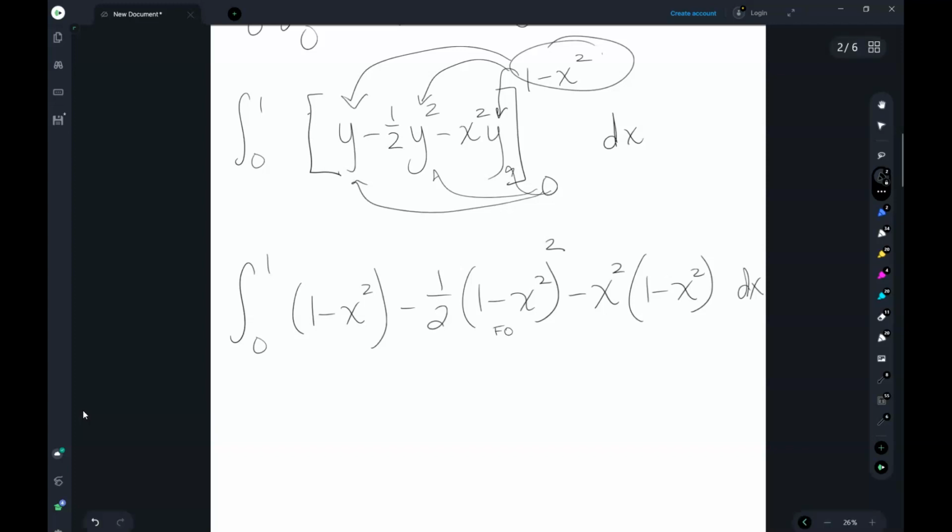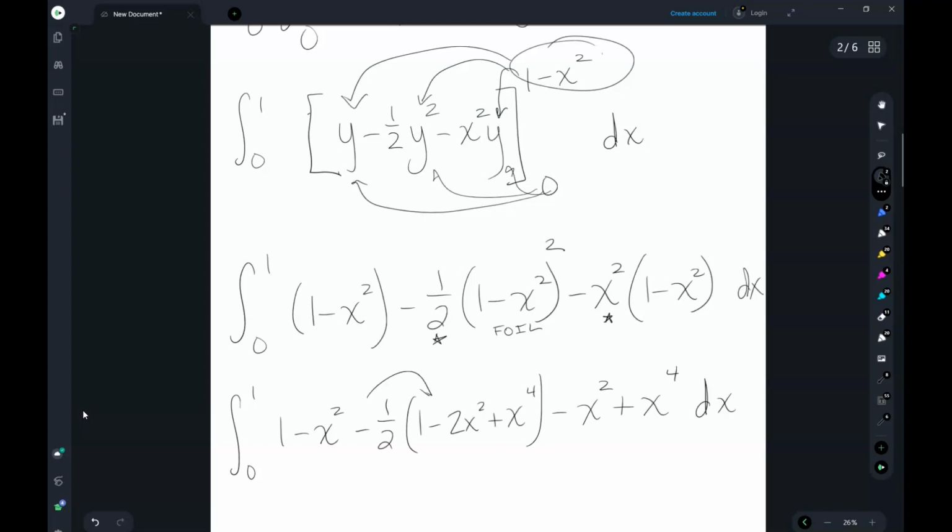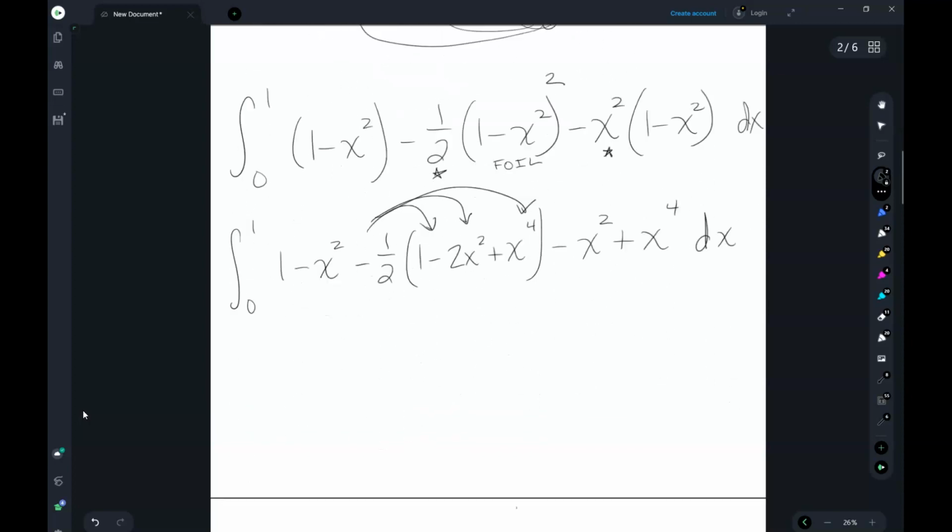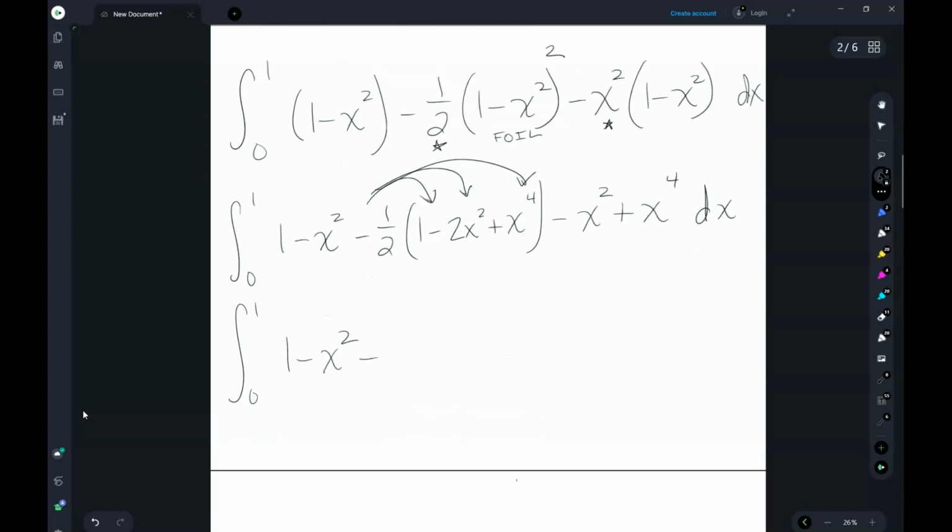So this piece right here is going to have to be FOILed, and then we'll have to distribute the negative 1/2, and then we also need to distribute the minus x squared here. So I'm going to start working on removing the parentheses. First, if I FOIL, I'm going to get 1 minus 2x squared plus x to the 4th. And if we distribute back here, we have minus x squared plus x to the 4th. And then one more distributing, and we'll be ready to combine some like terms. So that's going to give us a minus 1/2, a plus x squared, and a minus 1/2 x to the 4th.